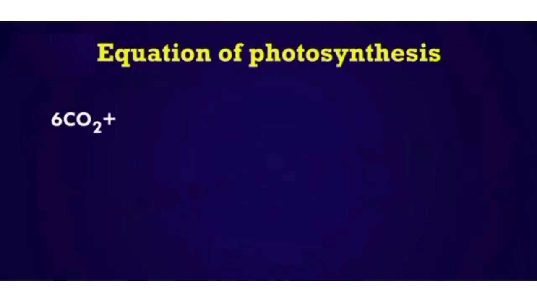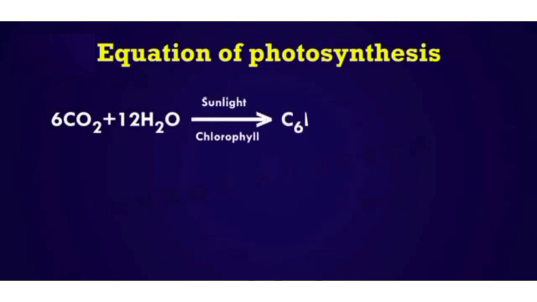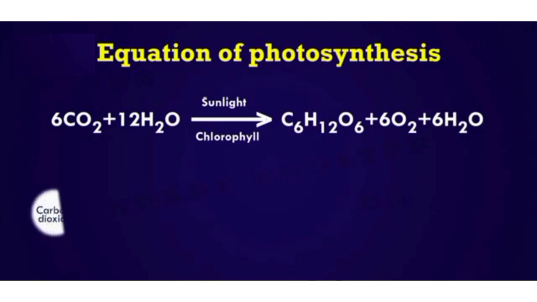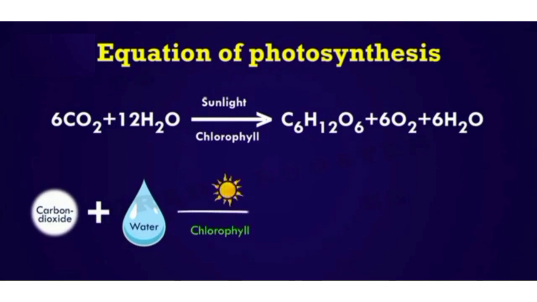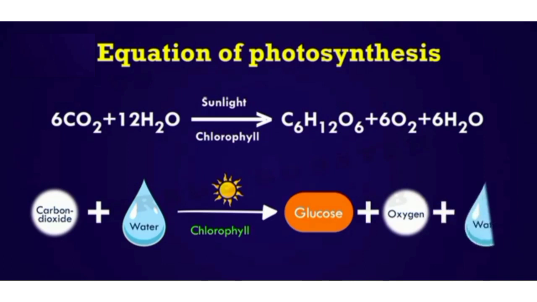The equation for photosynthesis includes 6 molecules of carbon dioxide combining with 12 molecules of water to produce 1 molecule of glucose, 6 molecules of oxygen, and 6 molecules of water vapor. So in words, carbon dioxide with water in the presence of sunlight trapped by chlorophyll produces glucose, oxygen, and water.